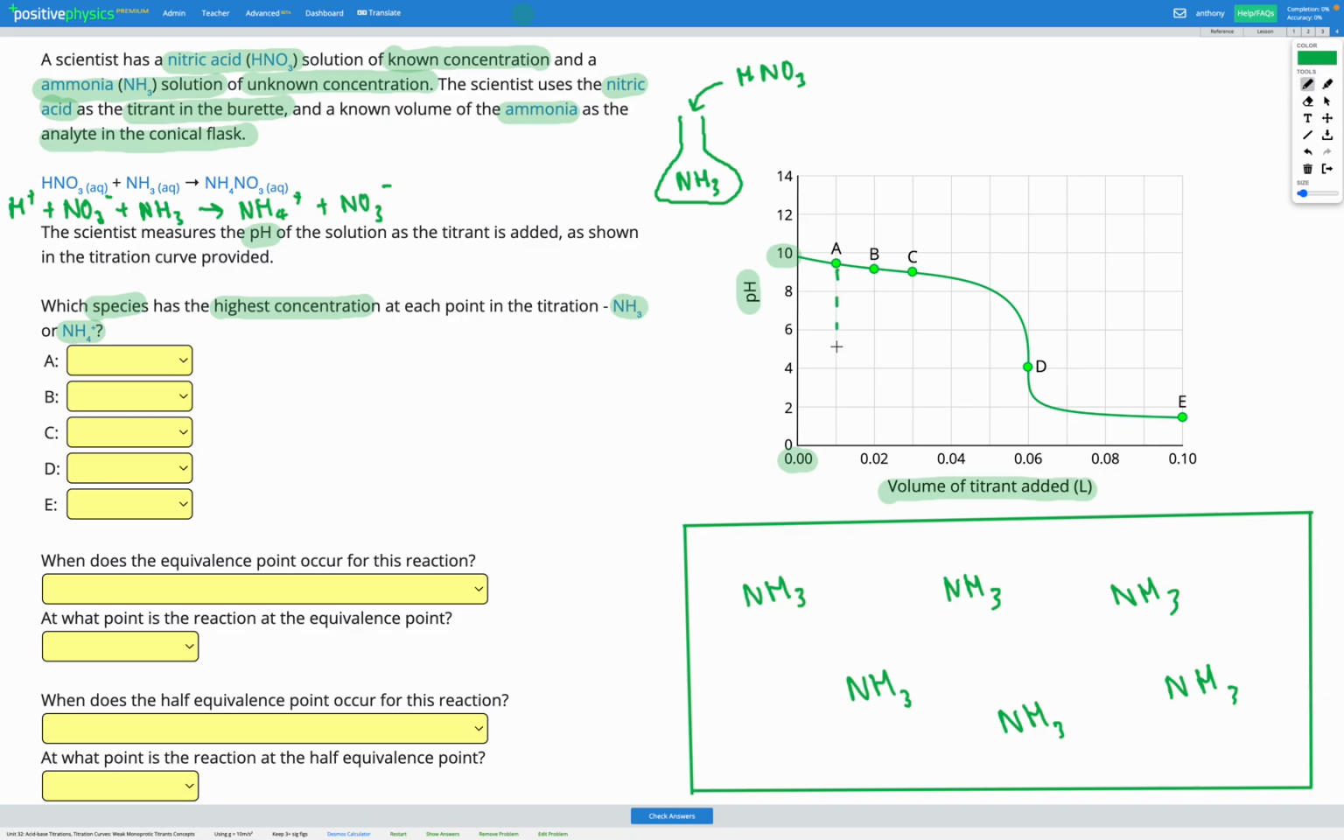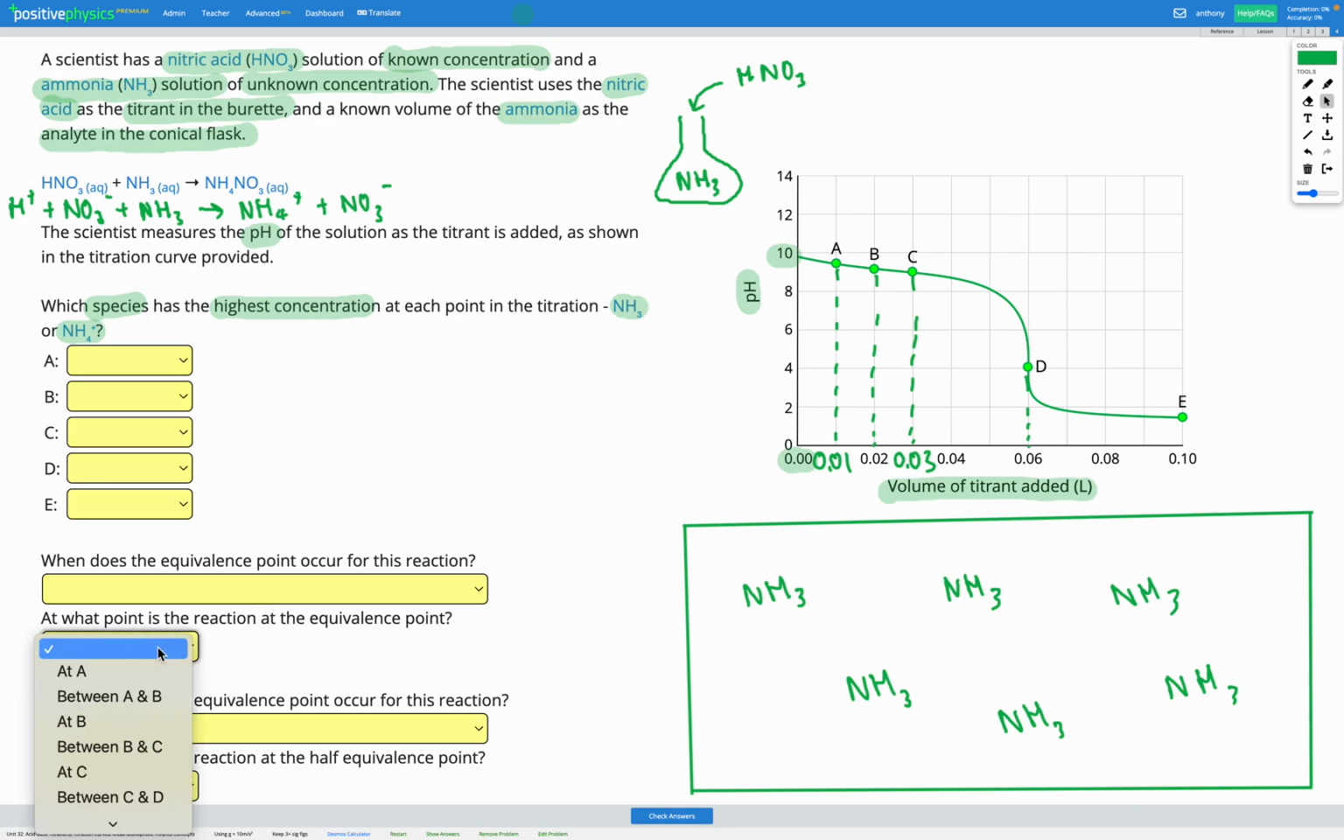At points A, B, and C, we have 0.01, 0.02, and 0.03 liters of our titrant added. Then at D, we have 0.06 liters of our titrant added. So D in this question, we can see that's the moment where we have this inflexion in our graph. And that is going to be the equivalence point for this reaction. So I'm going to go ahead and fill that in down here. That is the equivalence point. It's at D. That is the moment where the reaction is complete.